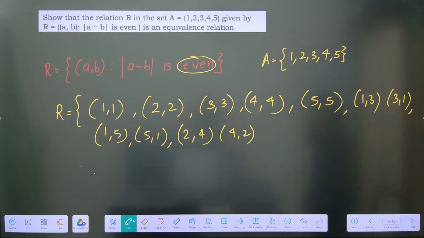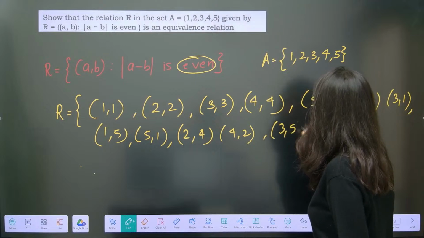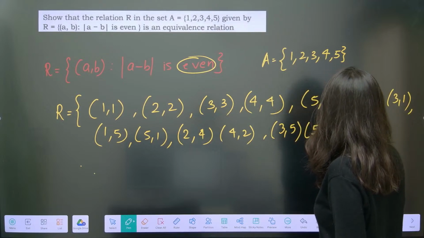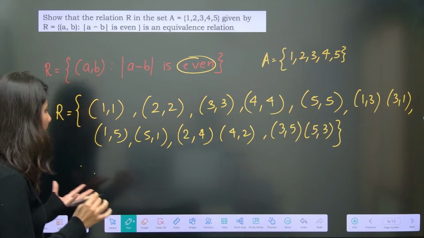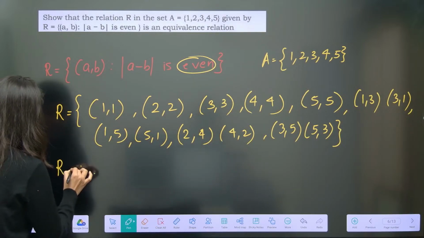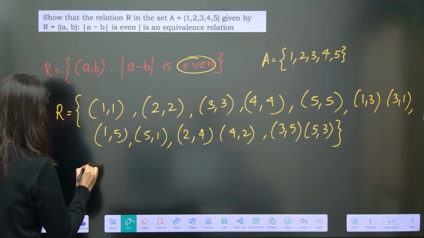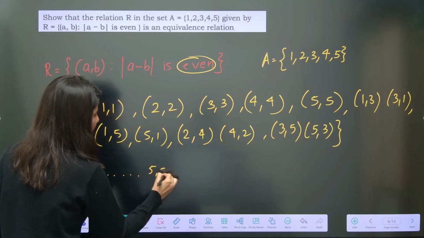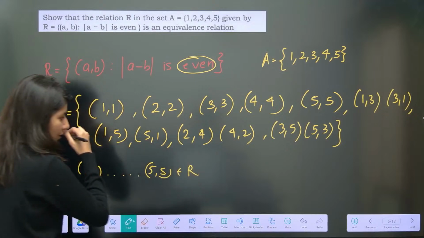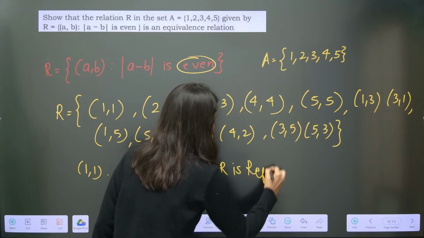(1, 3), (1, 5), and also (3, 5) will sit and (5, 3) will also sit. So it is obvious that (1, 1) through (5, 5) belong to my relation R. This implies the relation is a reflexive relation.